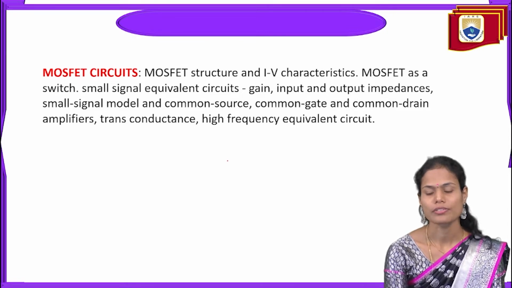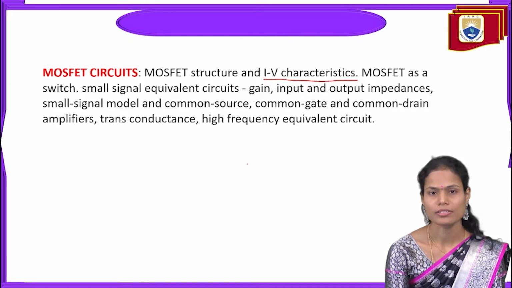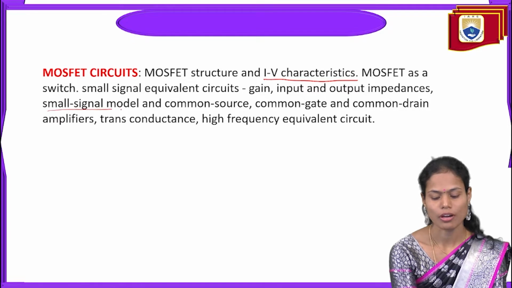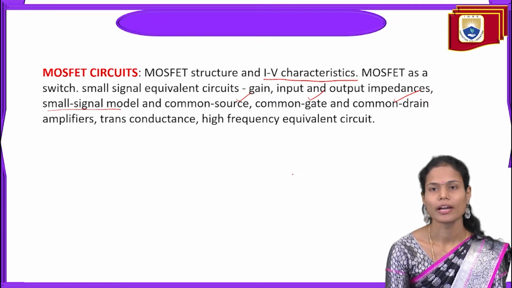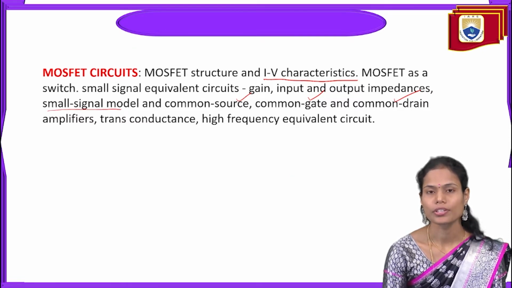And in all the four cases, we will discuss the current voltage characteristics and how the MOSFET acts like a switch, and small signal equivalent circuits of the MOSFET. From the small signal equivalent circuits, we are going to calculate the input-output impedances and gain. And the small signal model for all the common source, common gate and common drain amplifiers, the transconductance of each and every amplifier, and the high frequency equivalent circuit of the MOSFET we're going to discuss in this module. So the questions related to these concepts we are going to discuss now.